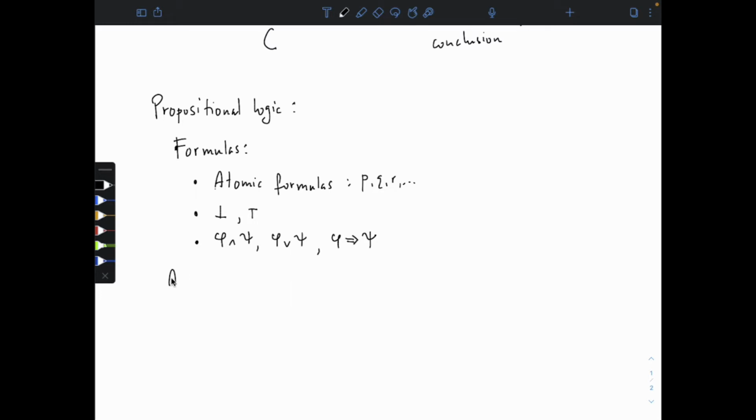Now, there are two abbreviations that we will use. Phi is equivalent to psi is an abbreviation for phi implies psi, and psi implies phi. And then the negation of phi is an abbreviation for phi implies false.